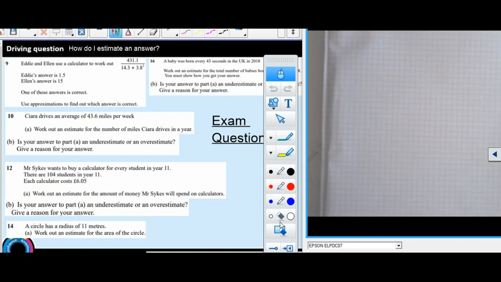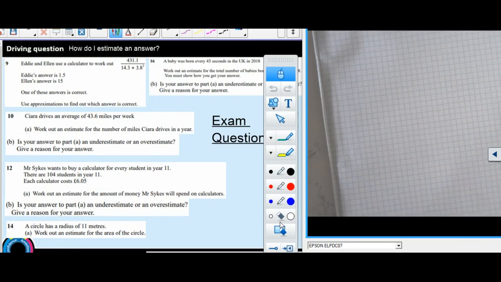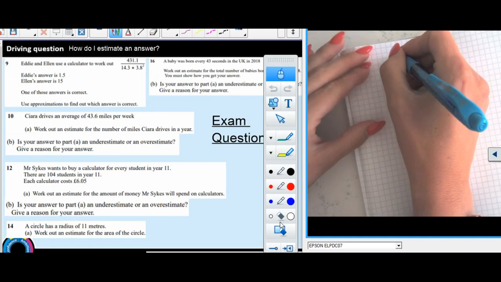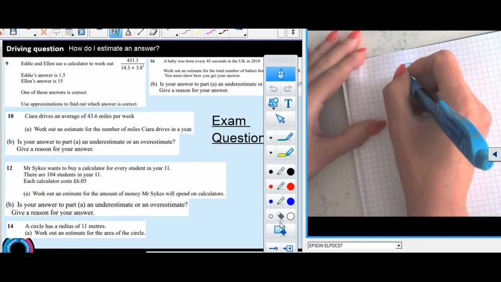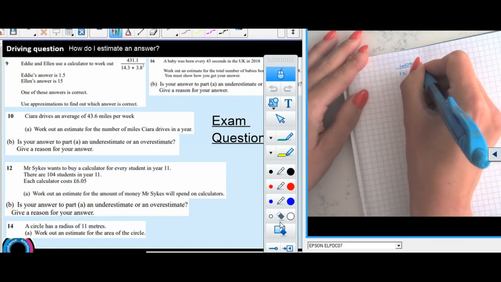Okay, let's have a go at question 9 then. Eddie and Ellen use a calculator to work out 431.1 all over 14.3 plus 3.8 squared. Eddie's answer is 1.5, Ellen's answer is 15. One of those answers is correct. Use approximation to work out which. So I would say that 431.1 rounds to 400, over 10 plus 4 squared.